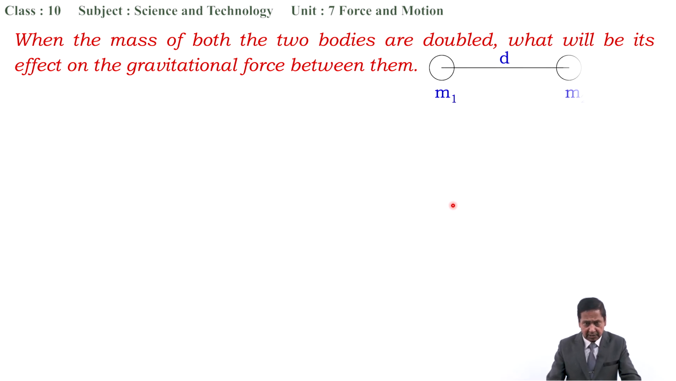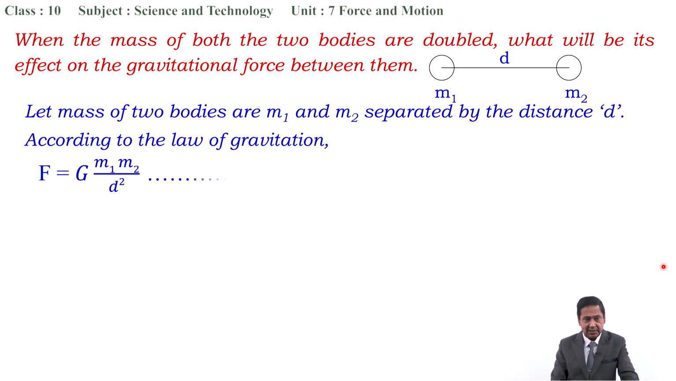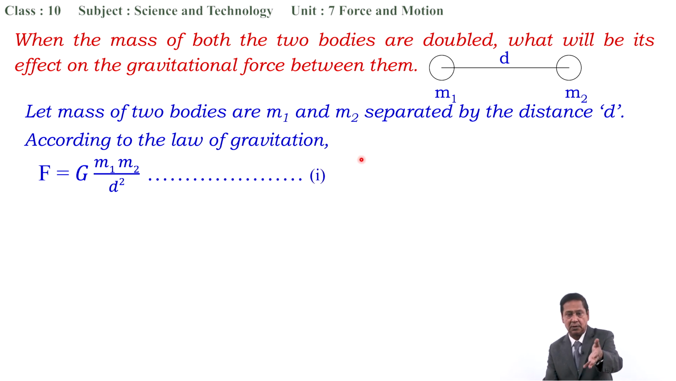We have the same equation, same diagram with m1, m2, and distance d, and the gravitational force between them is F equal to G m1 m2 by d square. It was just told before this slide also. Till now it is the same. But now what we are doing? The masses of both the bodies are doubled.